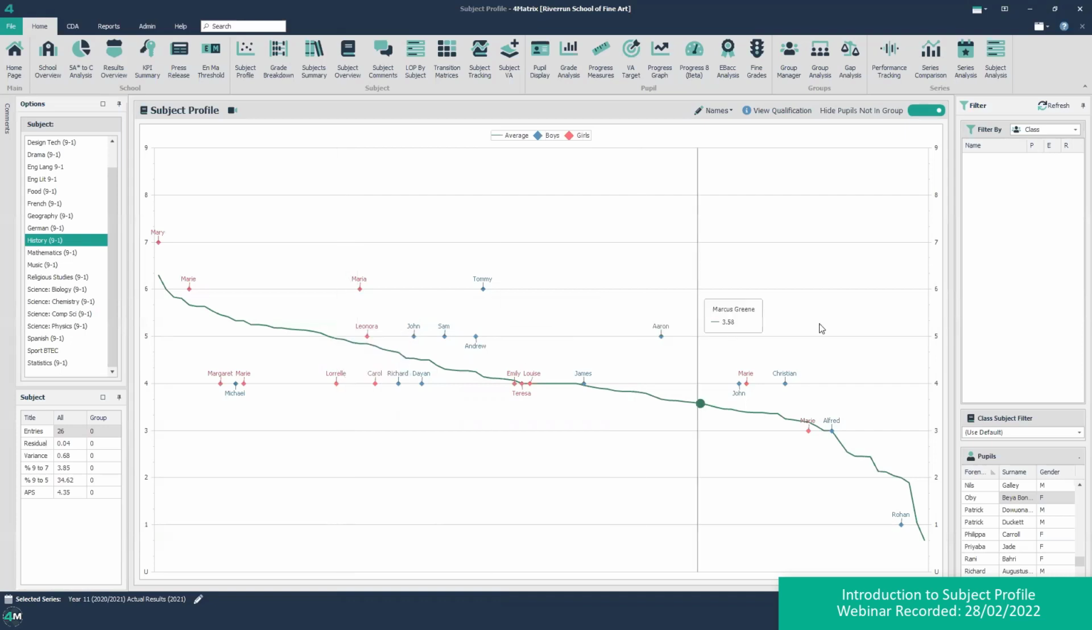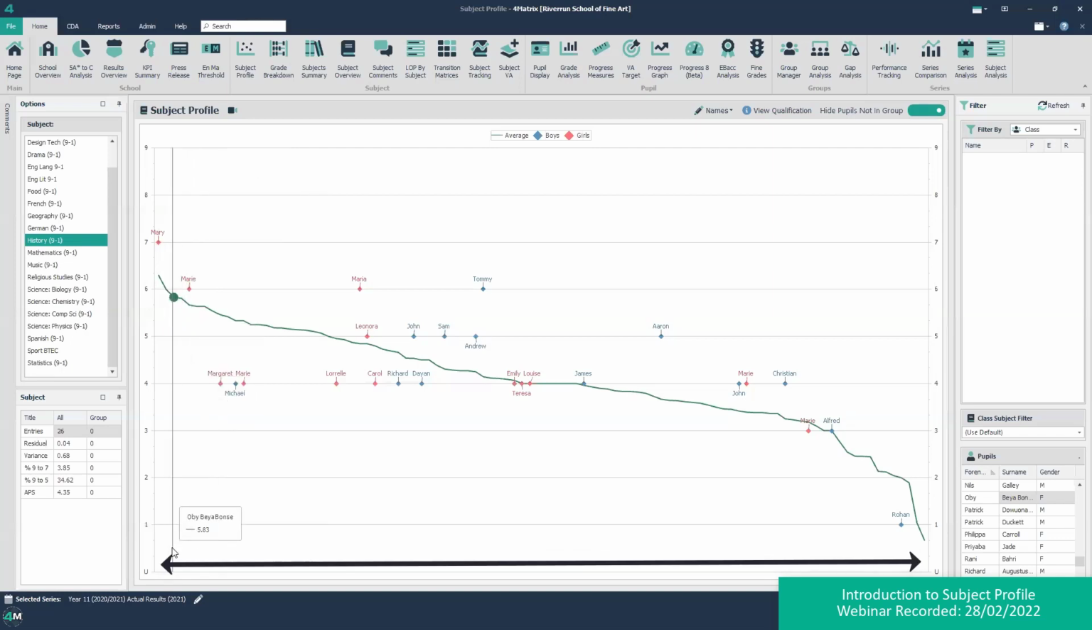So if we look at the graph as a whole and explain what's going on here. So the x-axis represents academic range. So a range is the average of each pupil's grades from highest to lowest values in rank order. So you have the highest attaining pupil on the left and the lowest on the right.